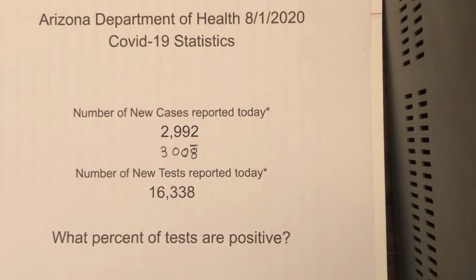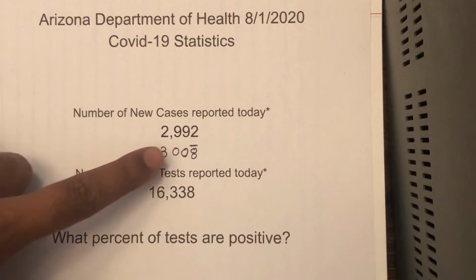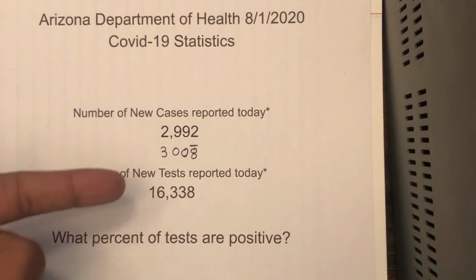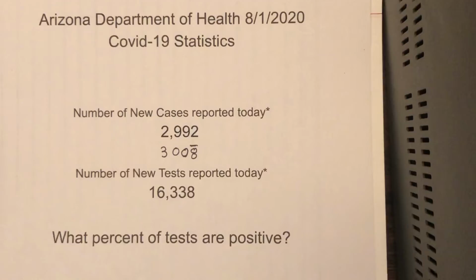Now there's a little bit of lag, so it doesn't represent the actual things that went on yesterday, but we're going to use these numbers to find what percent of tests are positive. So we're going to take 2,992 divided by 16,338, and this 3008 just means it's 3,000 minus 8. So that's what that bar represents. It's easier to work with that, okay? You don't want to work with too many nines.